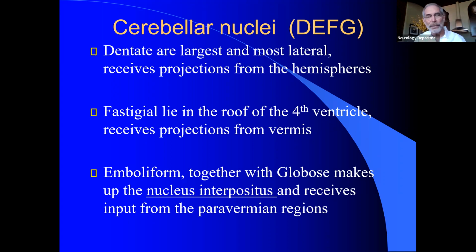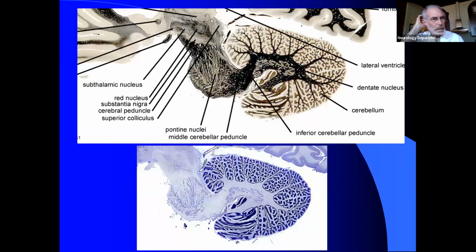And then the emboliform, together with the globose nucleus, make up the nucleus interpositus. You really only separate emboliform and globose in primates. In almost all other animals, they're together. They're very difficult to separate. And when they are together, they are known as the nucleus interpositus.